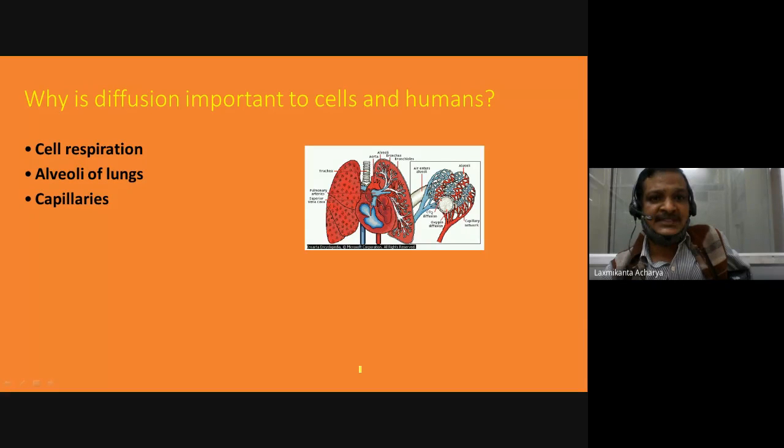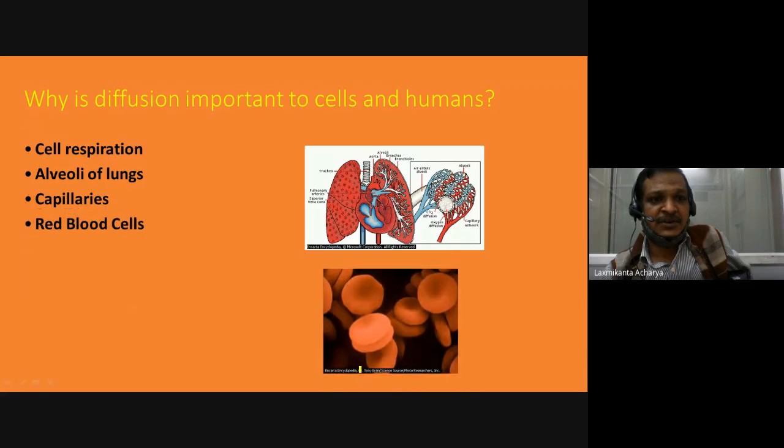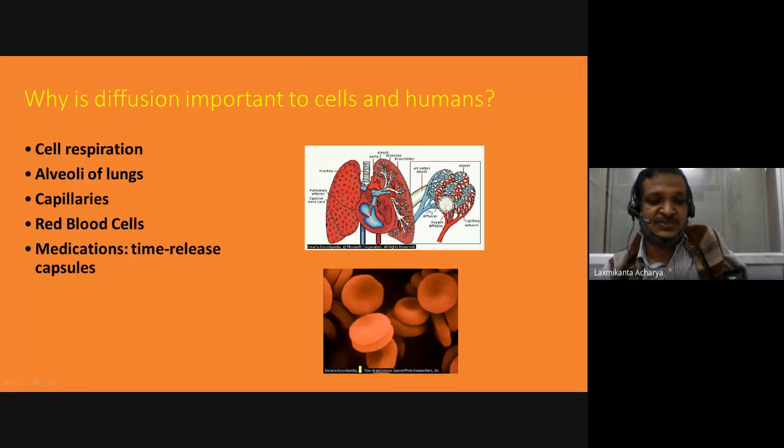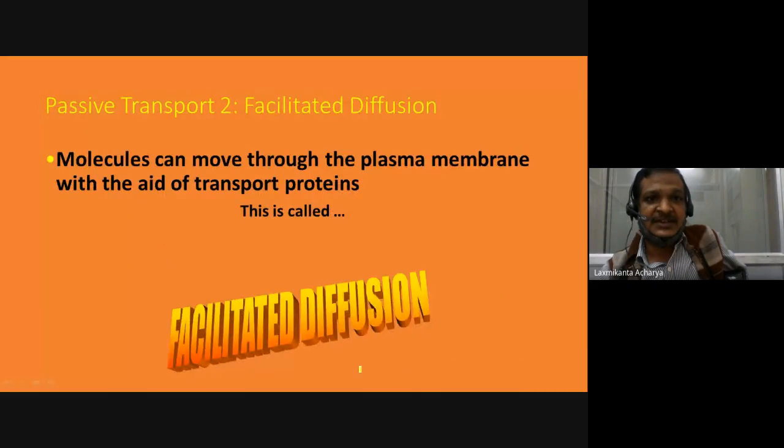So this diffusion process takes place during cell respiration, in the alveoli of the lungs, in capillaries, in red blood cells, and when you are taking some kind of medication, this diffusion process is also very important for us. Okay, now coming to facilitated diffusion.